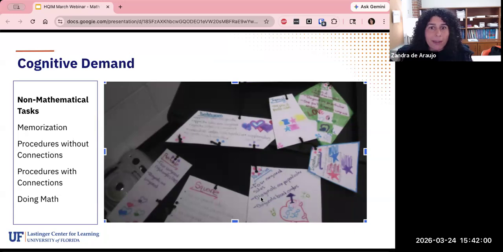It's not really a mathematical task. It's a non-mathematical task. It has the appearance of math on first glance, but when you think about the type of thinking students have to engage with, it's not mathematical. It's just matching letters, and it could be any word. So that's what we mean by non-mathematical tasks.